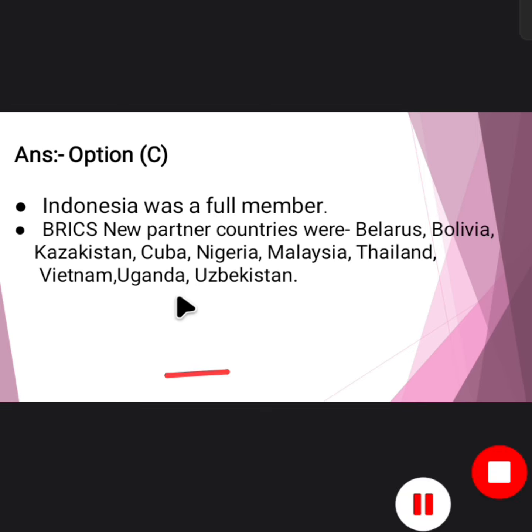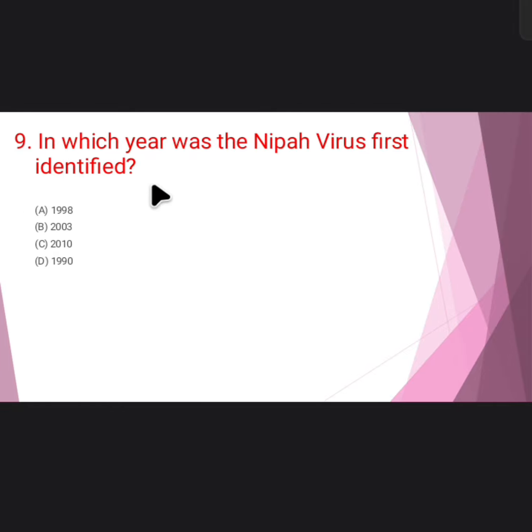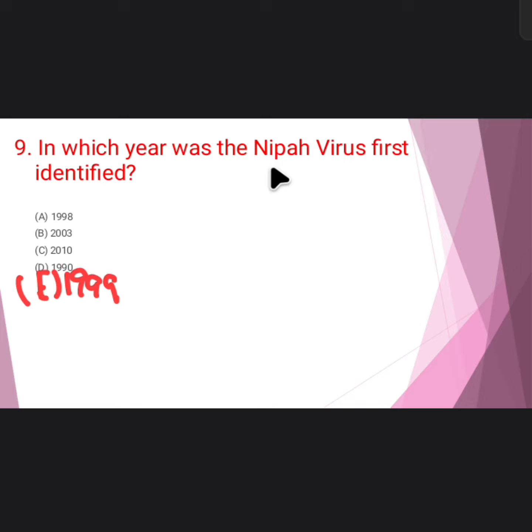Moving on to the next question, which is question number 9. In which year was the Nipah virus first identified? Options are 1998, 2003, 2010, and 1990. So let us change this. It is actually 1999. So let's add another option here, option E, 1999. This Nipah virus was first identified in Malaysia in the year 1999.